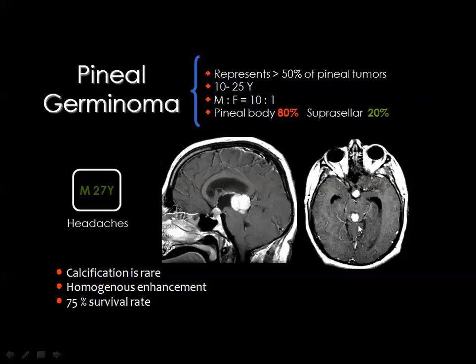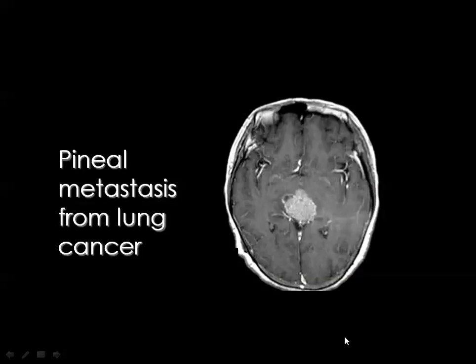You see a mass in the pineal body, small mass, and another one in the suprasellar area. Then the sagittal image is a mass in the pineal body and another one in the suprasellar area. Then you may be able to diagnose pineal germinoma. You can diagnose pineal metastasis if you know that the patient had a primary malignancy, and this is seen in adults, of course, when the patient had a primary malignancy like this one, having lung cancer, then you diagnose this as a pineal metastasis.